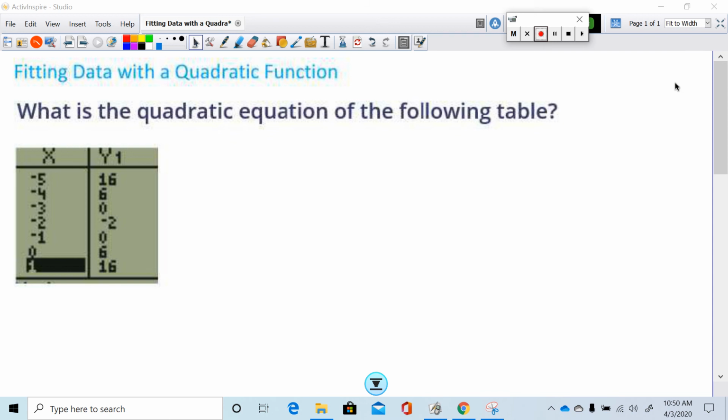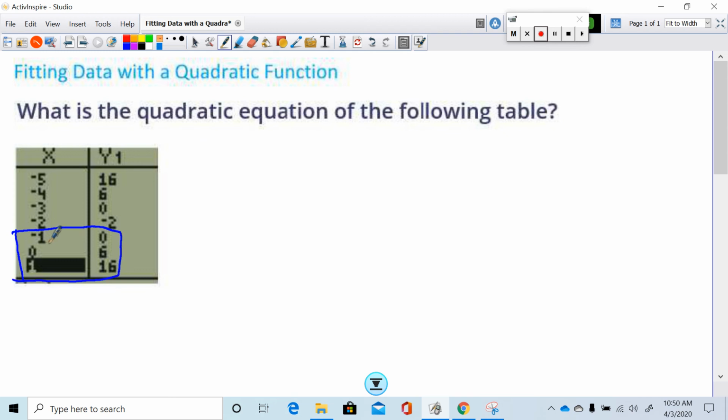Okay, fitting data with a quadratic function. What is the quadratic equation of the following table? So they're going to give you a table and you really only need 3 points to do this process, but you want to make sure that one of those points is the y-intercept. So that's where x equals 0.